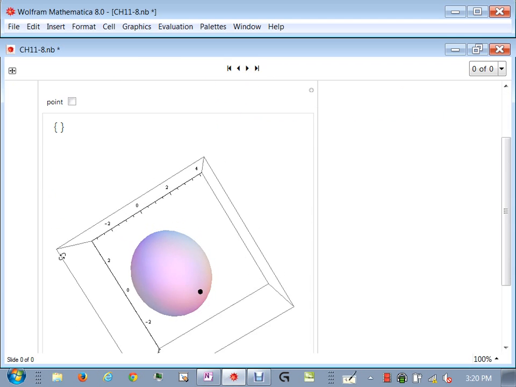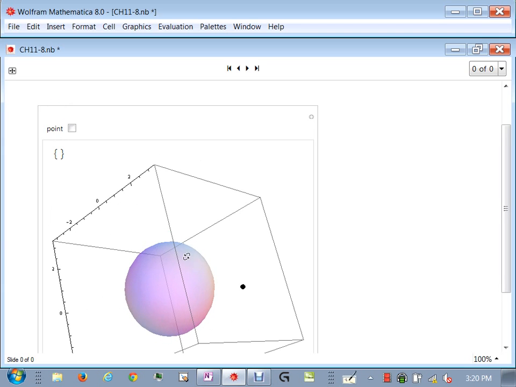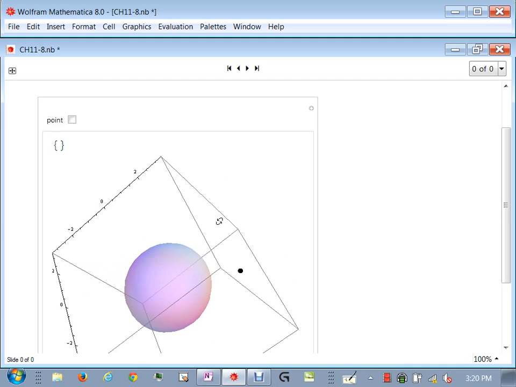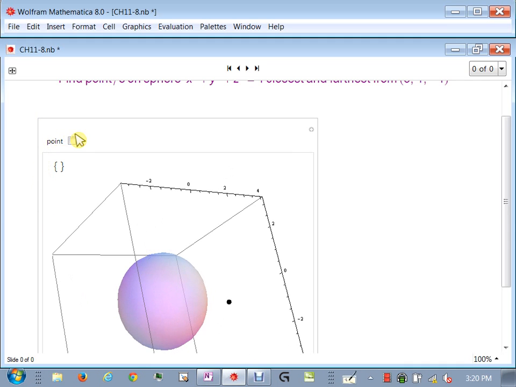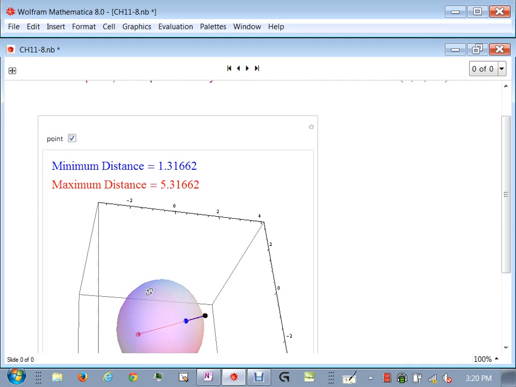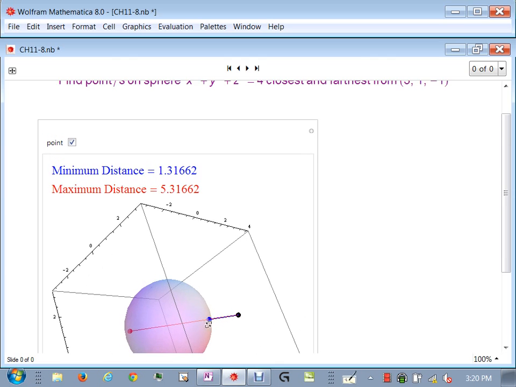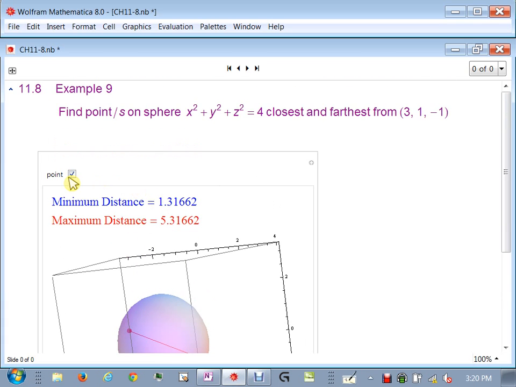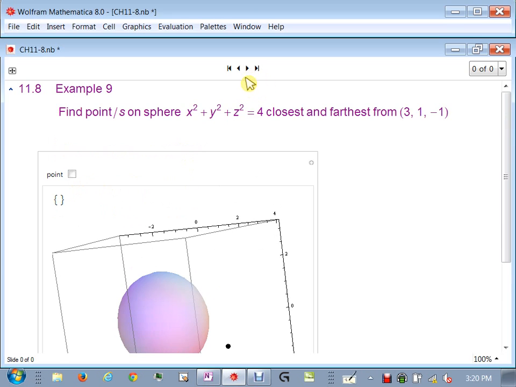So look, there's a point sitting out there in space, and you've got a sphere sitting out there in space. I want to know where the points are on the sphere that are closest to that point and furthest away. Closest and furthest away. Make sense geometrically? So let's see if you can set this one up.